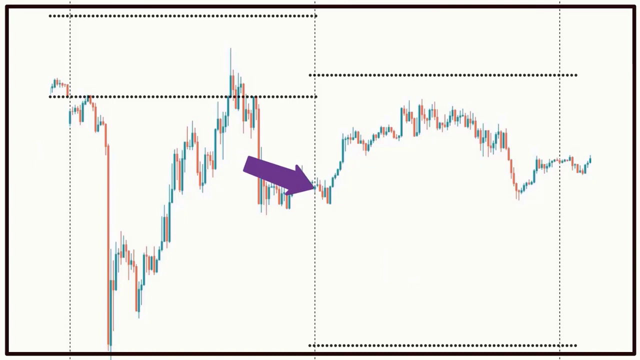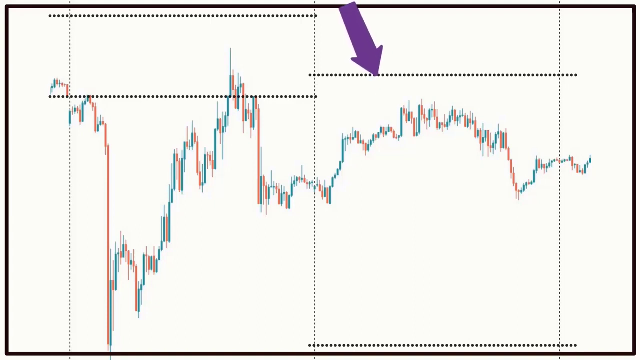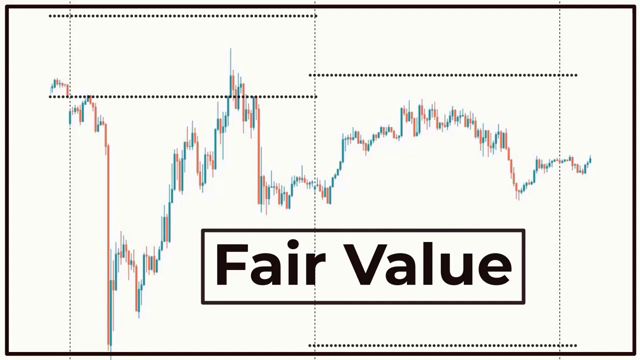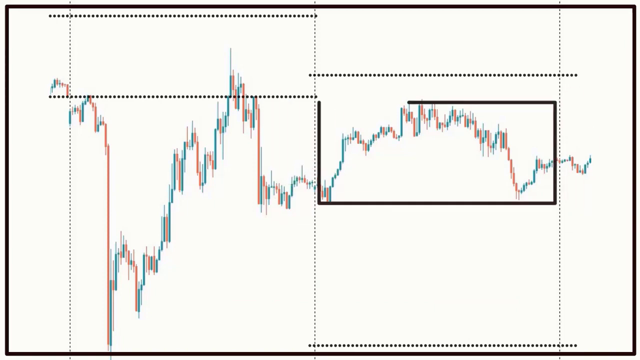If the price opens and stays within the previous day's range for the first 5-minute candle, we can conclude that the sentiment has not changed overnight. If the buyers were optimistic, the price should have opened above the prior range. Similarly, if the sellers were strong, the price would have opened below the prior day range. But the traders saw the prior range as a fair value of the price and therefore they kept the price within the range. So the price is expected to stay within the previous day's range for the rest of the day.